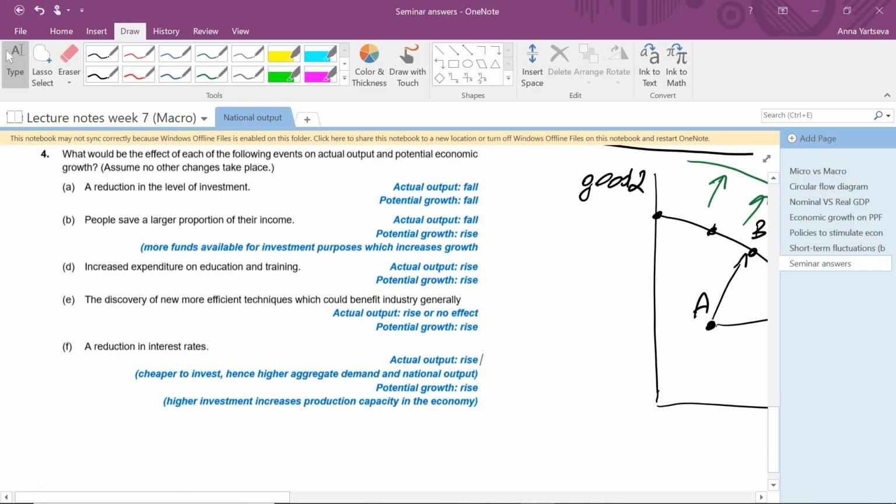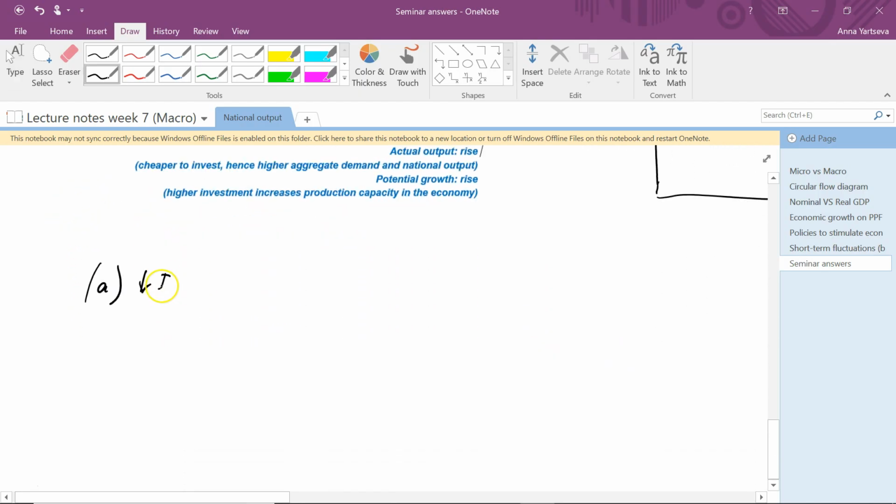Exercise 8, reduction in the level of investments. Lower investment: investment is a component of aggregate demand. Aggregate demand is consumption plus investment plus government expenditure plus net exports. When investment drops, one of the components of aggregate demand drops, so aggregate demand itself will drop as well.